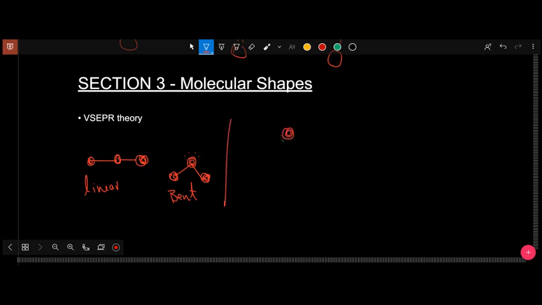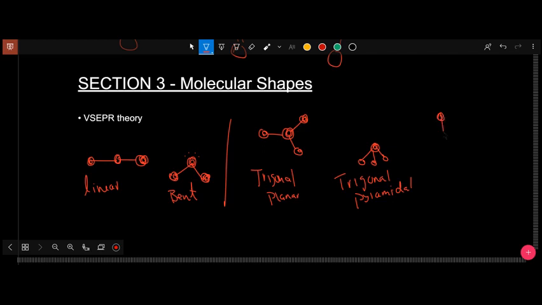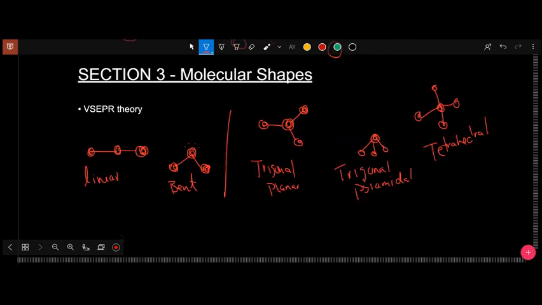Next, if you have three bonded atoms, they could be equidistant apart and flat, and we call that trigonal planar. And if it gets a lone pair, we're going to call it trigonal pyramidal. And then the last one, if there are four like that carbon tetrahydride or methane, we're going to call it tetrahedral. Those are the shapes you need to know.